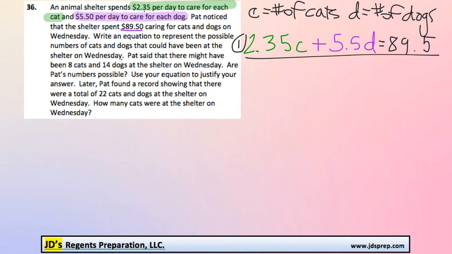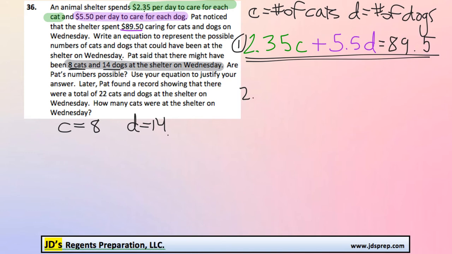We've written our equation. Now Pat said that there might have been 8 cats and 14 dogs at the shelter on Wednesday. Are Pat's numbers possible? Use your equation to justify your answer. So as you might expect, what we're going to do is replace C with 8, and replace the number of dogs with 14. Then to see if Pat is correct, we're going to see if this equation is true when we replace those numbers in. So let's find out.